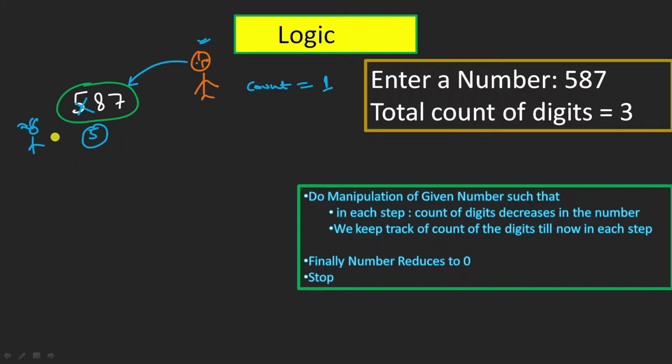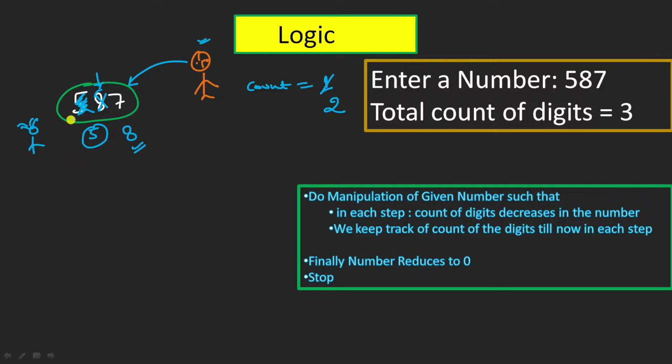Next time your friend gives you the second digit of this number. You can see the number has become 87, because after taking the 5 out, this 5 has gone and is not present anymore. Now from the 87 your friend gives you the 8. It is deleted from here and he gives you the second digit, 8. So you say, I have got the second digit, and you update the count. The total number of digits till now is 2.